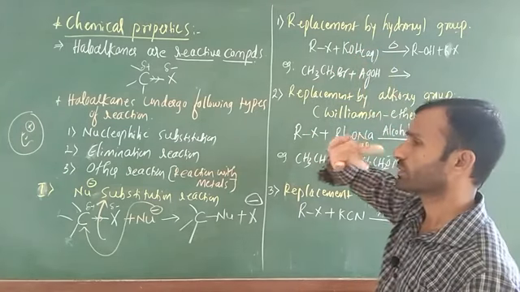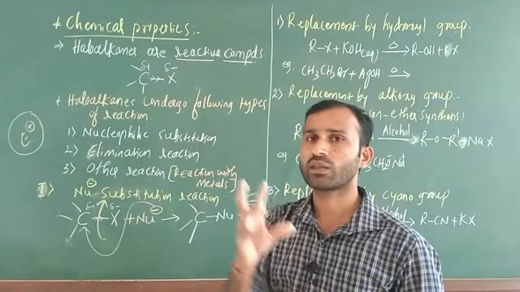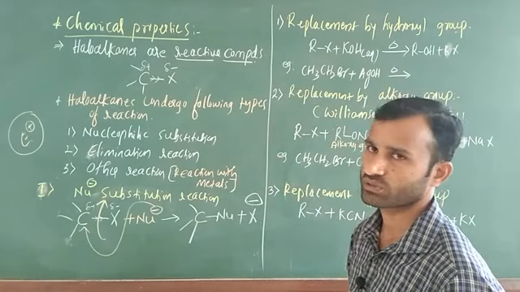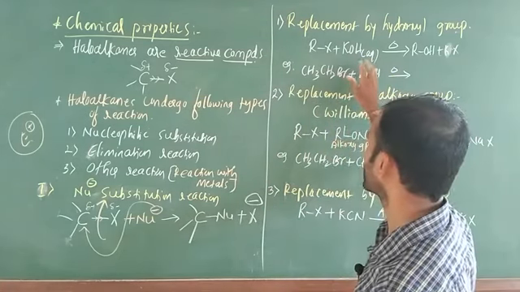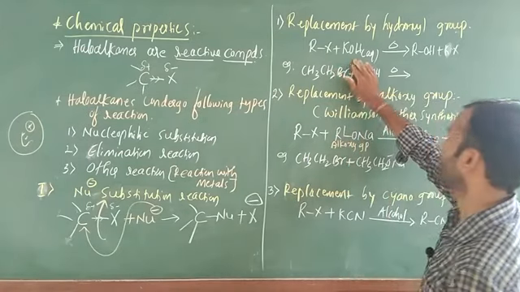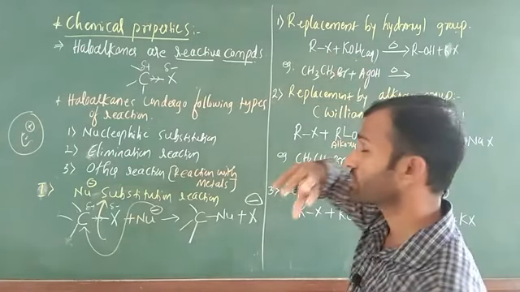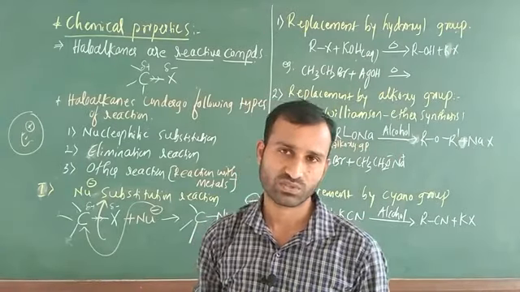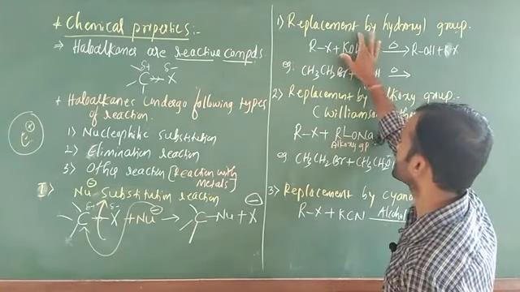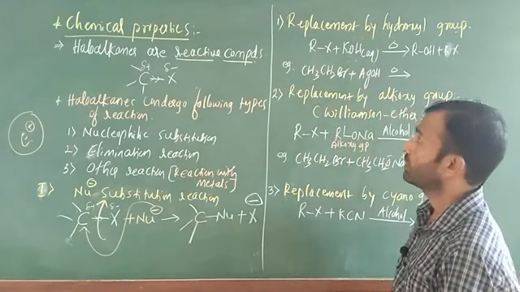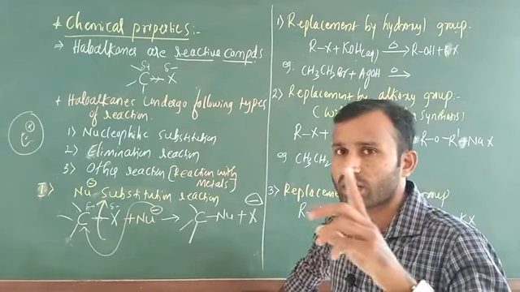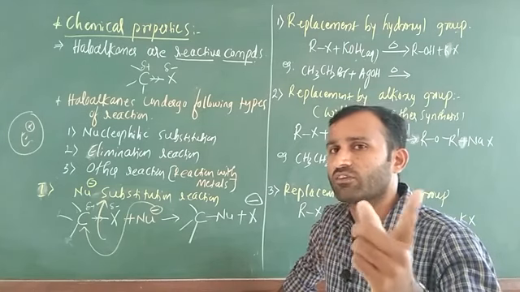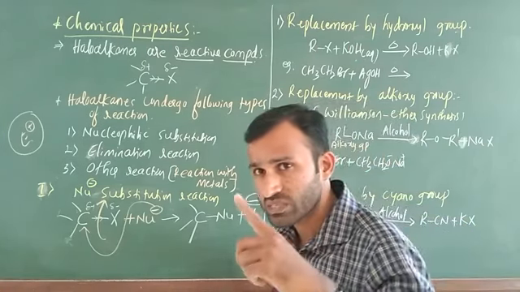KOH has two types: one is alcoholic KOH, another is aqueous KOH. If you use alcoholic KOH, there is formation of a double bond. But in this case we are going to use aqueous KOH. If aqueous KOH is there, the OH minus acts as a nucleophile, not a base. If alcoholic KOH is there, the OH minus acts as a base.